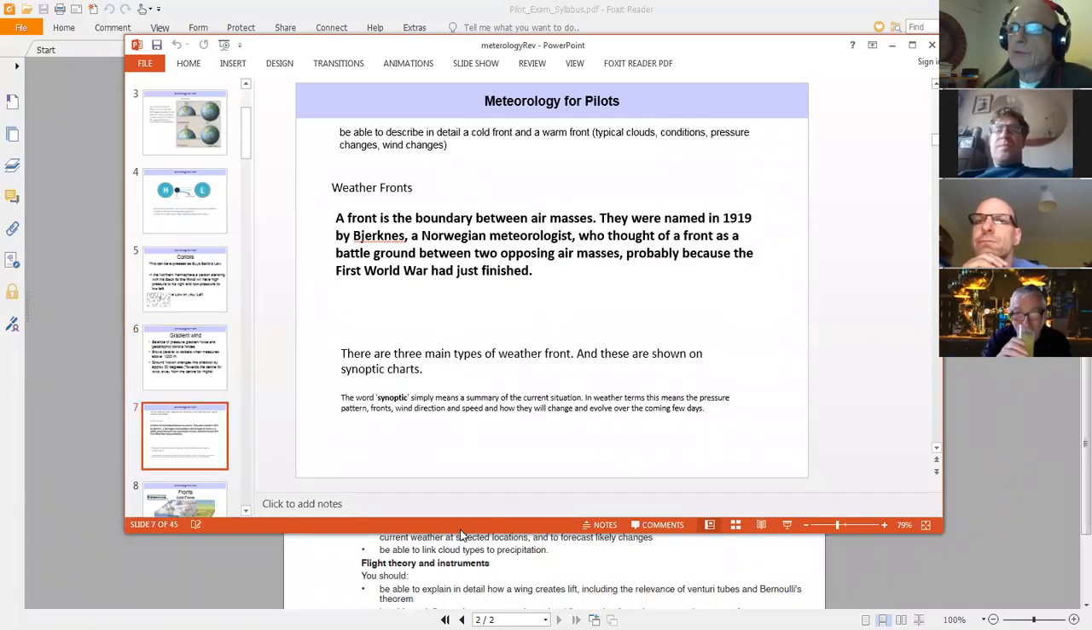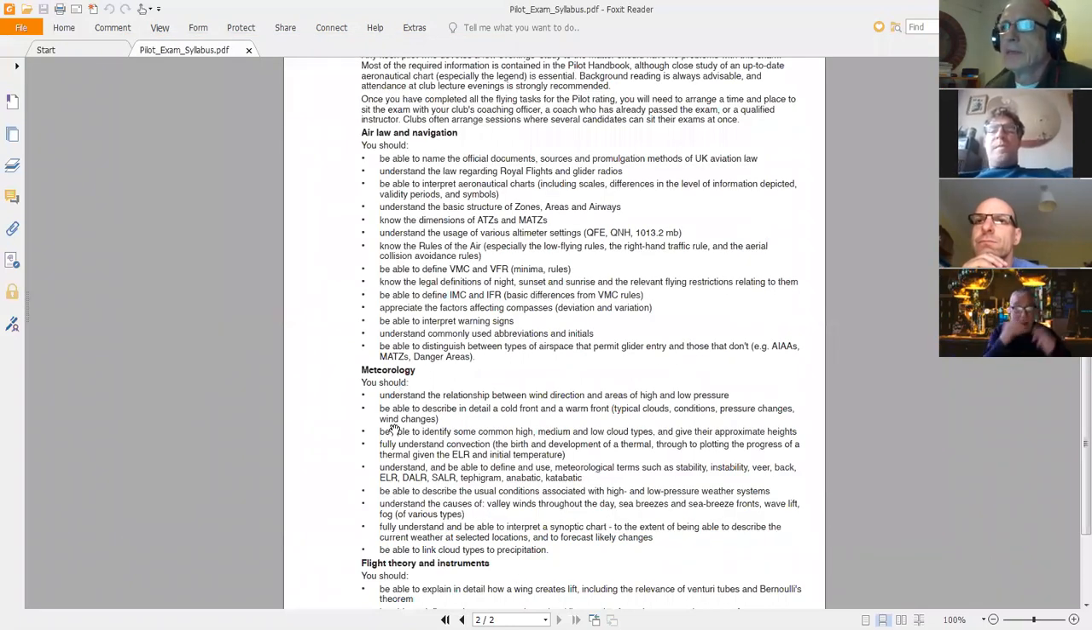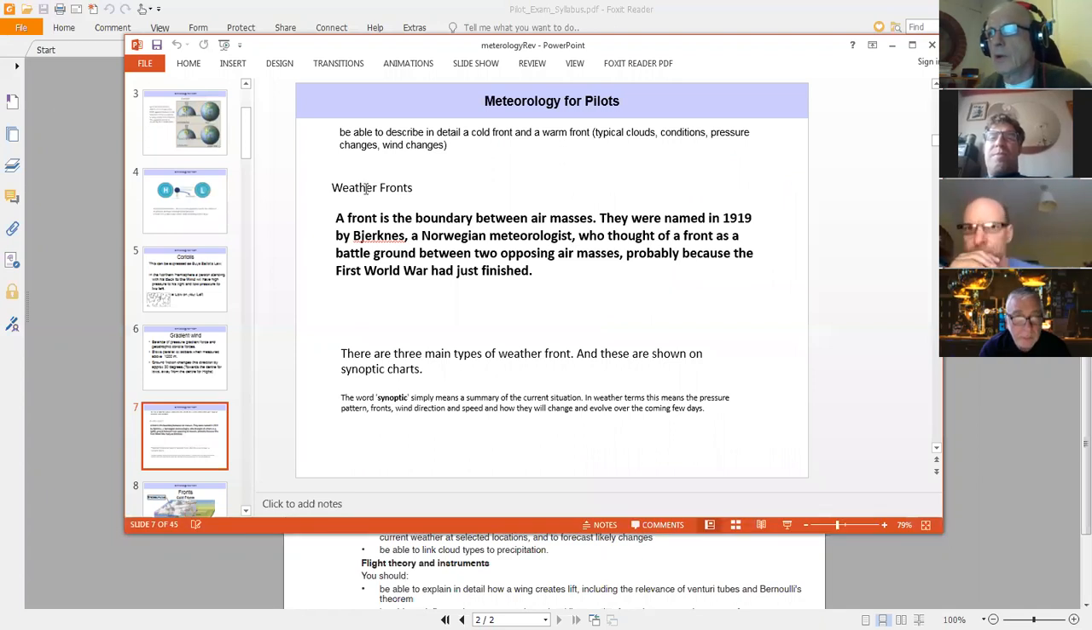So the next chunk on this is to understand fronts. On the syllabus, it's to be able to describe in detail a cold front and a warm front, typical clouds, conditions, pressure changes, and wind changes. And what you'll find is you do need to know this in a reasonable amount of detail. There are typically questions on it where it will describe certain conditions and ask, is this a cold front or is this a warm front?